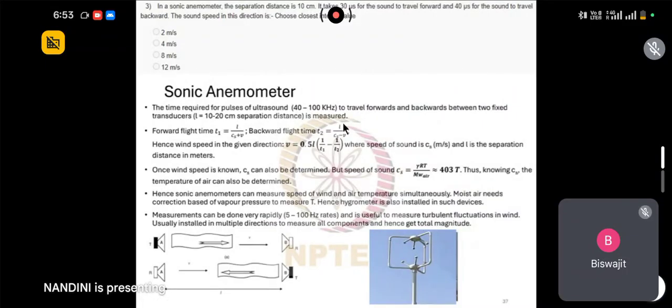In a sonic anemometer, the separation distance is 10 centimeter. It takes 30 microseconds for the sound to travel forward and 40 microseconds for the sound to travel backward. The sound speed in this direction is dash. That is the question.